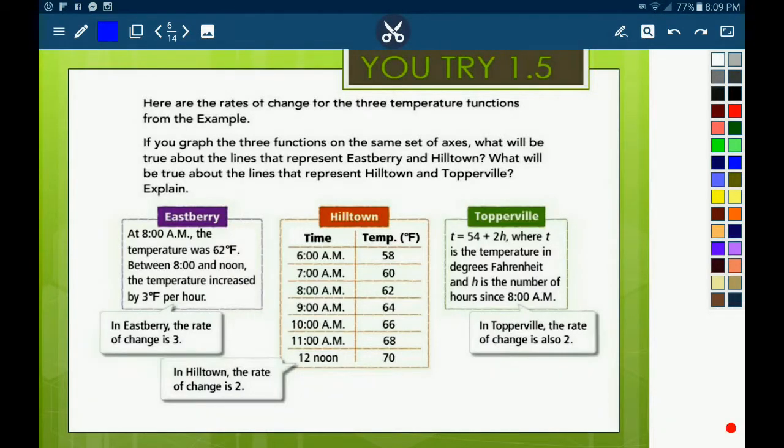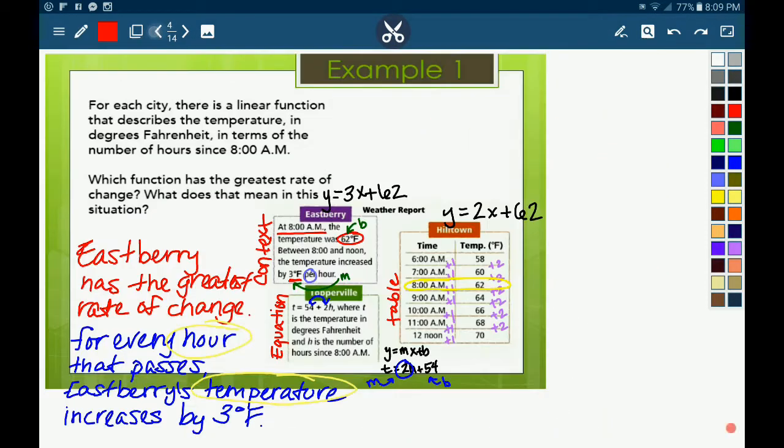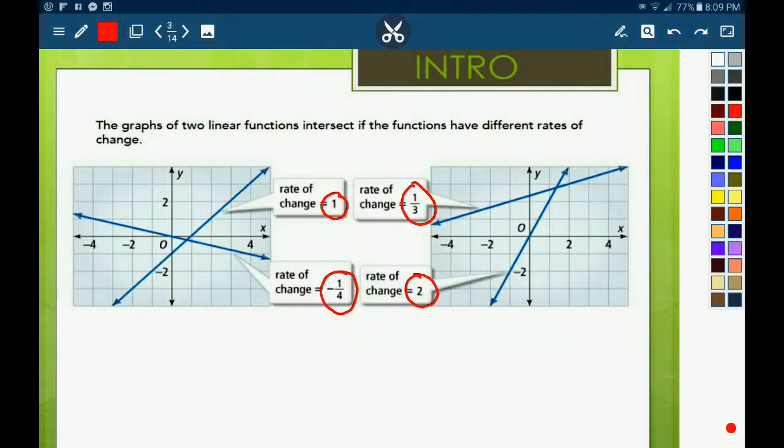Alright, so I've actually got one more U-Try that I'd like you guys to do, but I want to make sure you guys know what this question is asking you to do. It says, here are the rates of change for the 3 temperature functions from, and this should say the first example, so this is from example 1. If you graph the 3 functions on the same set of axes, what will be true about the lines that represent Eastbury and Hilltown? What will be true about the lines that represent Hilltown and Topperville? Explain. So let me go back to the slide where it talks about the different rates of change.